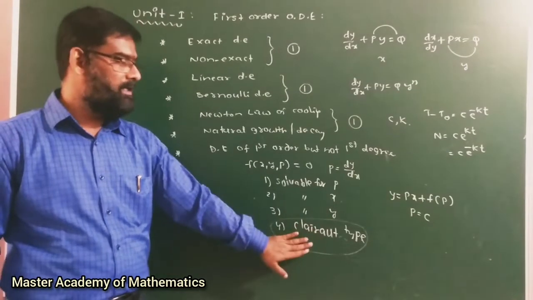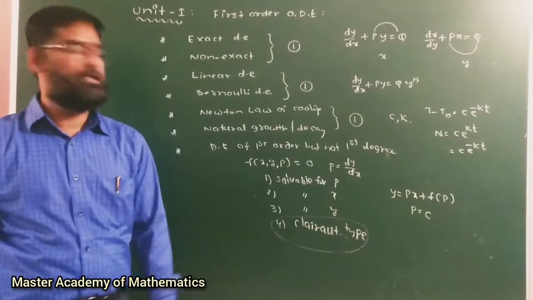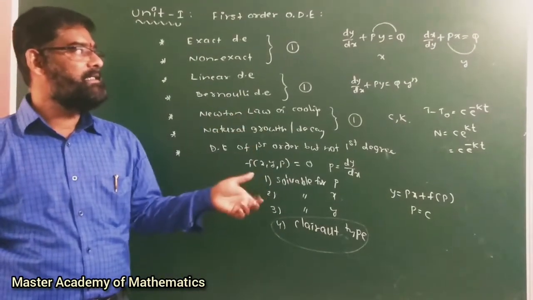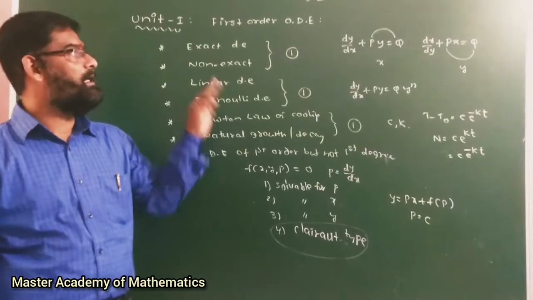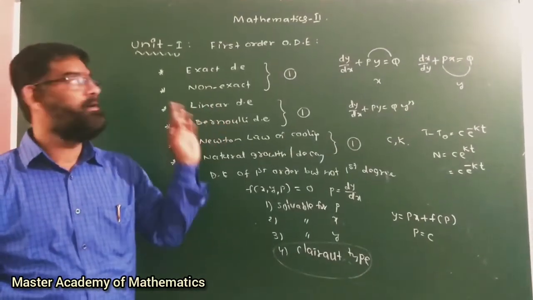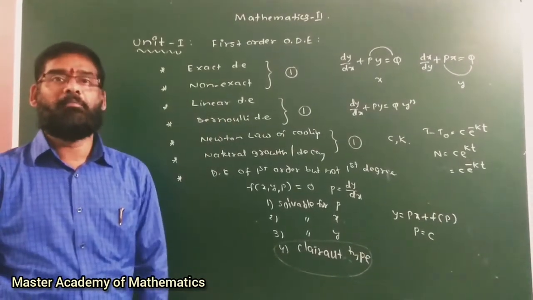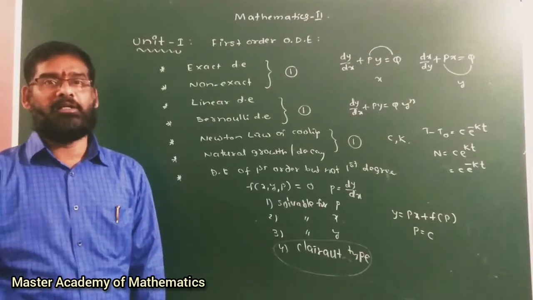So first check the Clairaut type, then come to the remaining ones. So these are the easiest tips that I am giving in order to answer the problems from the first unit of Mathematics 2 under JNTU.